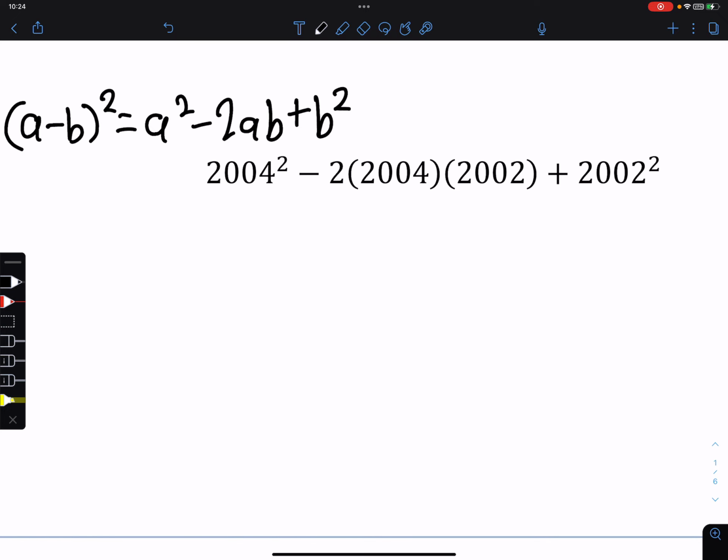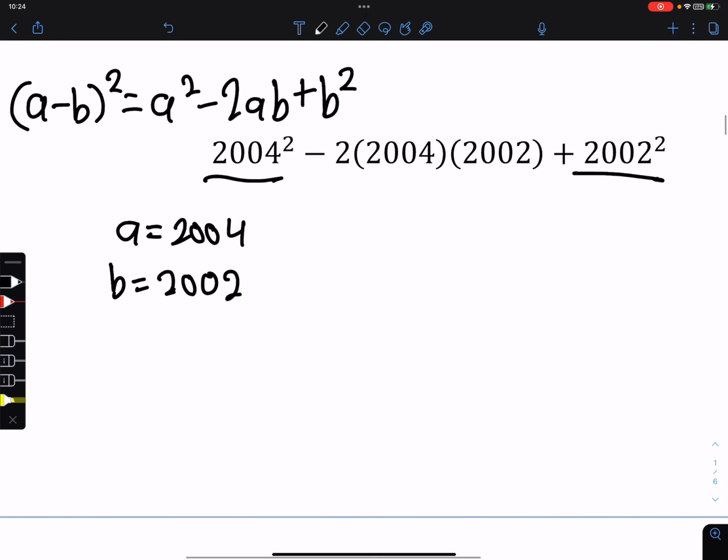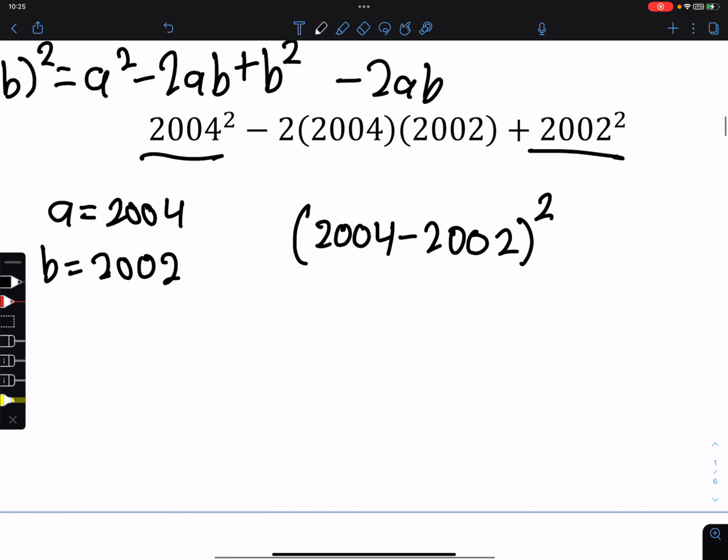Well, if we compare, in our problem, our a is equal to 2004, and our b is equal to 2002. So if we plug it back in, and right here, this is minus 2ab, right? So we can factor this actually as 2004 minus 2002 squared. Now that makes it a lot easier. 2004 minus 2002, that's just 2. And you have to square that, which is 4. Look how easy that is.